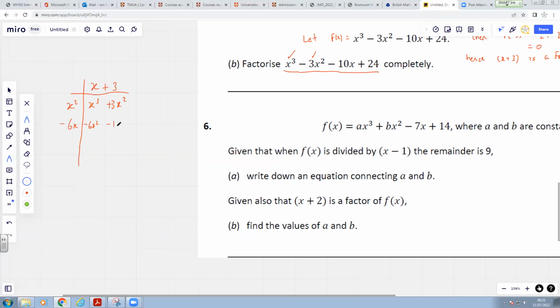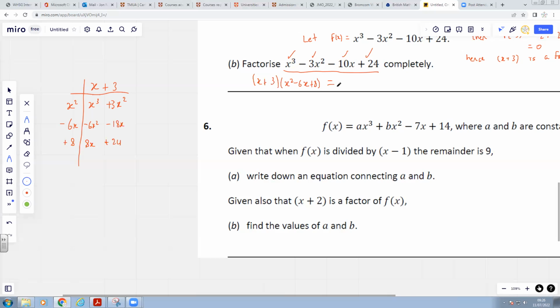Now it also gives me a minus 18x when I do minus 6x times 3. Now I want minus 10x, which means I need a plus 8x. So that's going to be plus 8, and that's going to be plus 8x. I've now got that term. What I like about this method is it gives you a little heads up that you've got it right at the end, because you get the plus 24 term as well. And so this equals x plus 3 times x squared minus 6x plus 8.